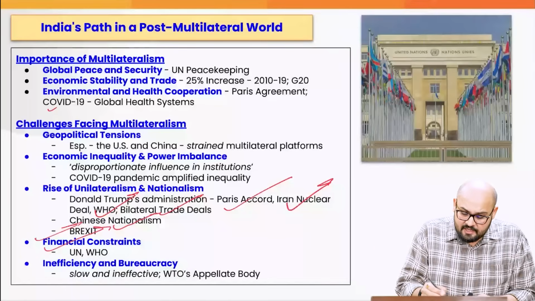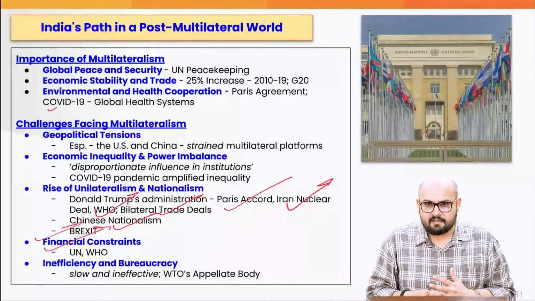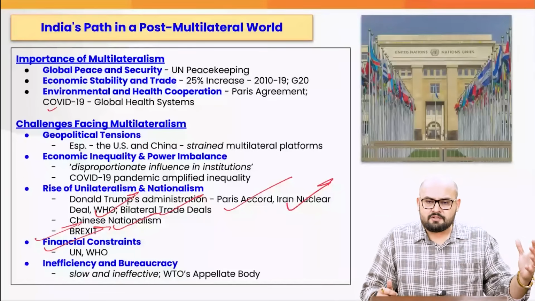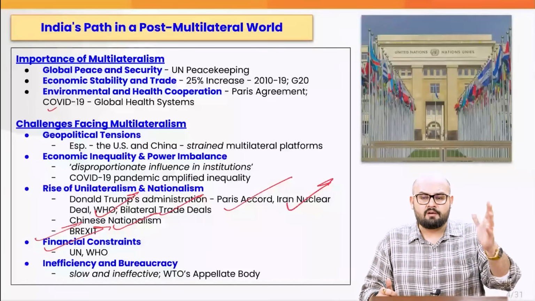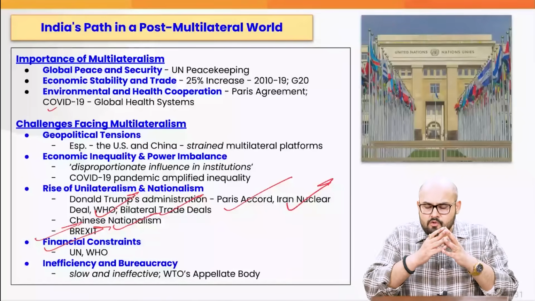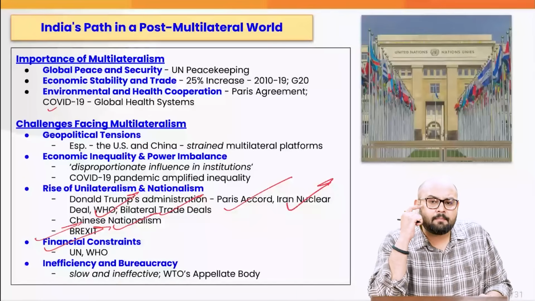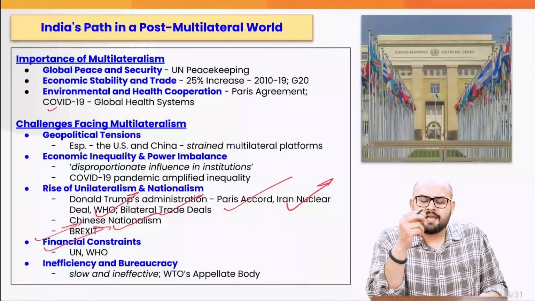Next, we have the financial constraints. See, these organizations have a very large mandate. That is what you have to understand. Be it the United Nations or the World Health Organization or the World Trade Organization, they have been given very big mandates. So many tasks which these bodies have to perform. But at the same time, you have to understand that they do not have adequate finances.